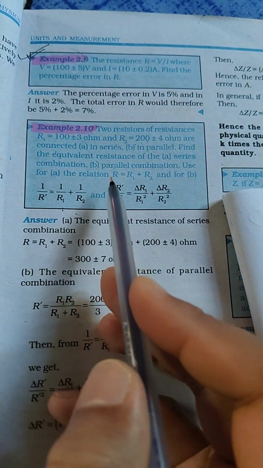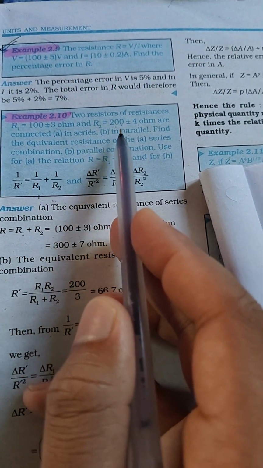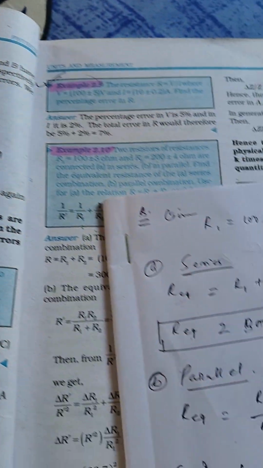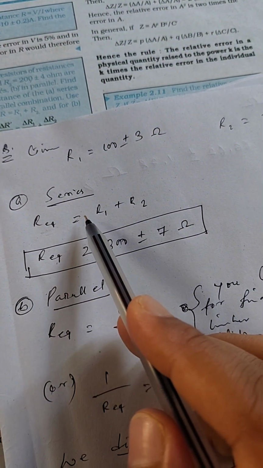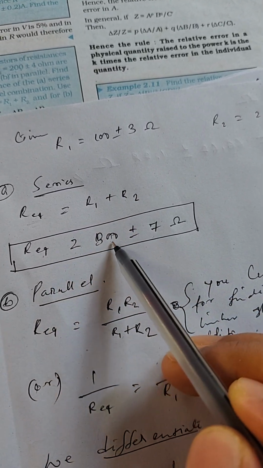In this question it is asked to find the R equivalent for series and parallel. For series it is simple, there is nothing much to do. For series you just have to add up the resistances, R1 plus R2, so it gives us 300.